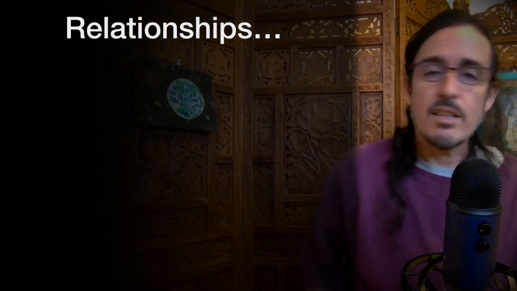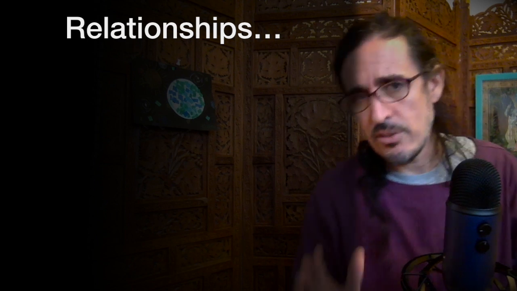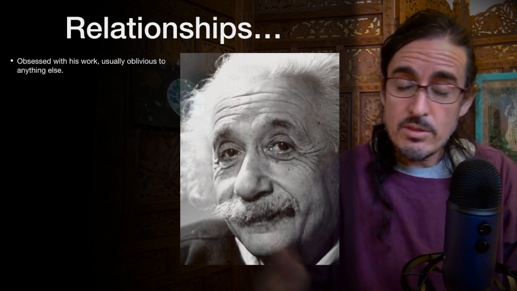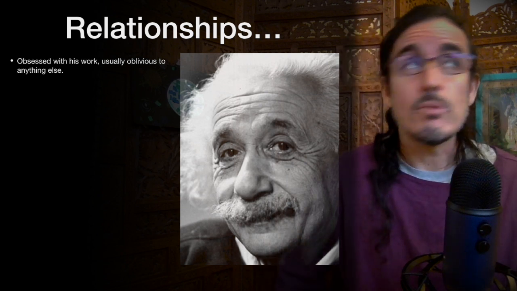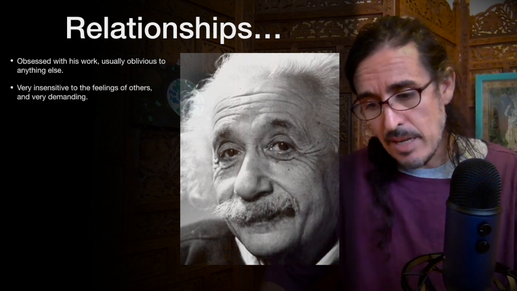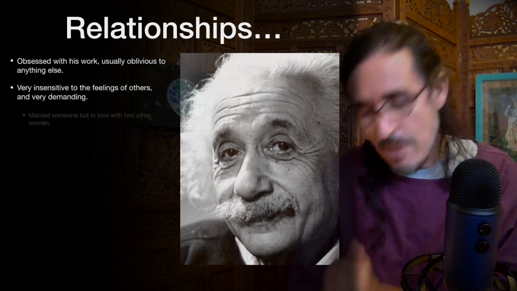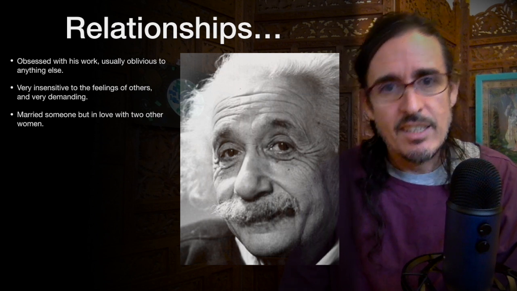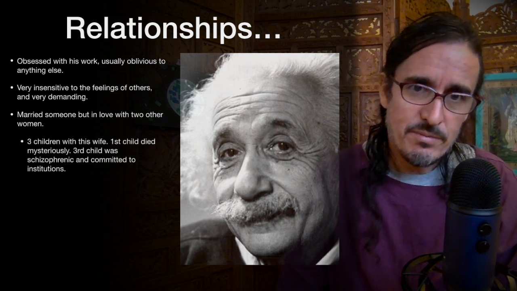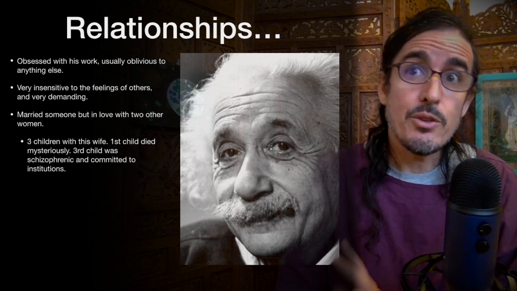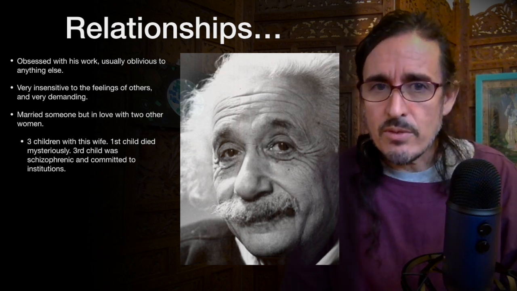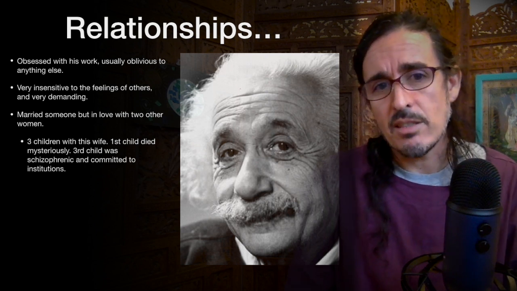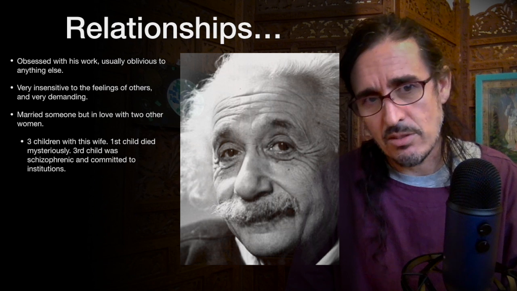And finally, I want to speak a little bit more about the specific nature of his relationships. Einstein was obsessed with what he was doing and oblivious to everything else. This means that he was super insensitive and highly demanding. He had very specific needs. Now, he married somebody while he was in love with two other women. He had 3 children with this wife. The first child, we don't even know what happened to. Second child was fairly normal. Third child was like a super genius who then went crazy and got diagnosed as schizophrenic and committed to institutions.